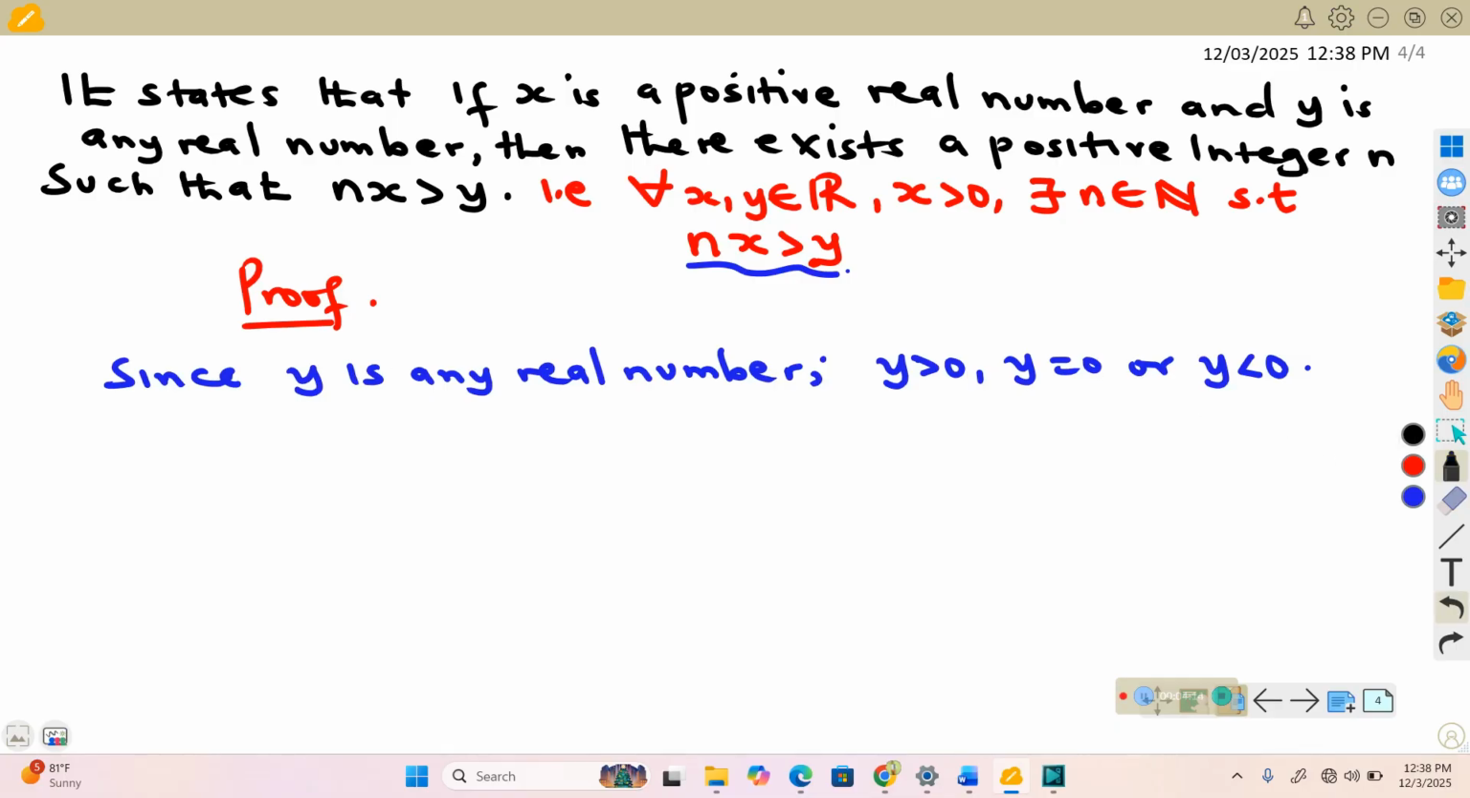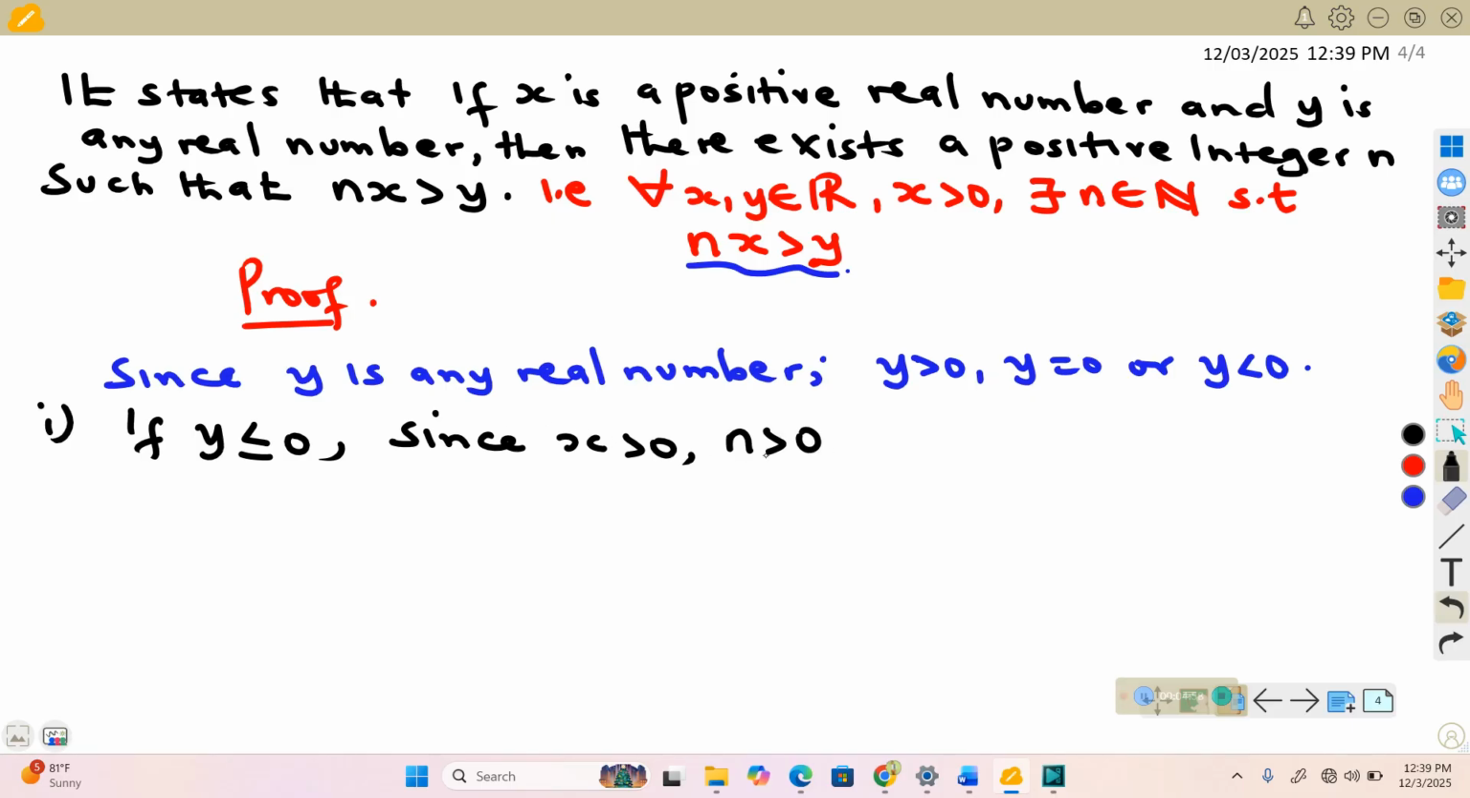All right. In our proof, for part 1, let us first consider when y is less than or equal to 0. If y is less than or equal to 0, meaning that y is negative or y is equal to 0. Now we know that our x is greater than 0. That is, x is greater than 0. And also n is a positive integer, meaning n is a natural number, and also n is greater than 0.